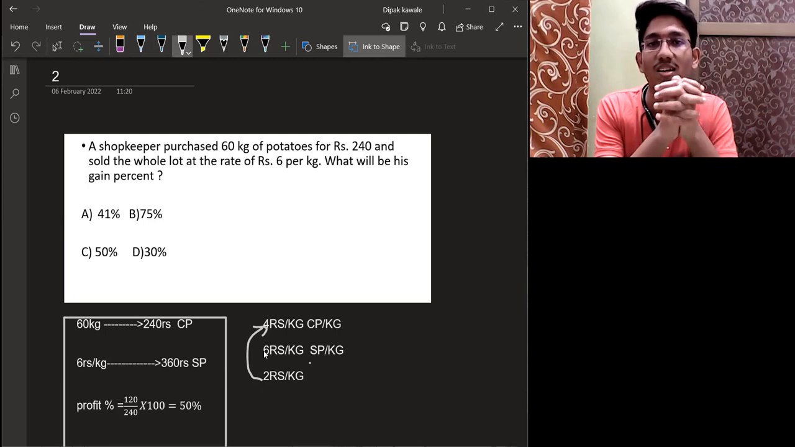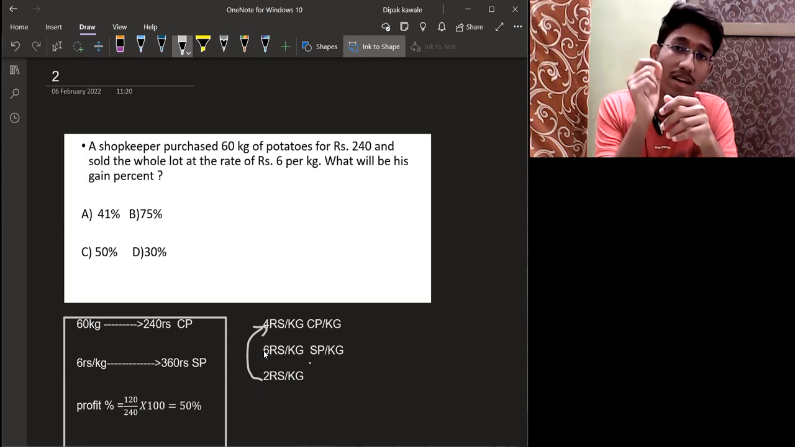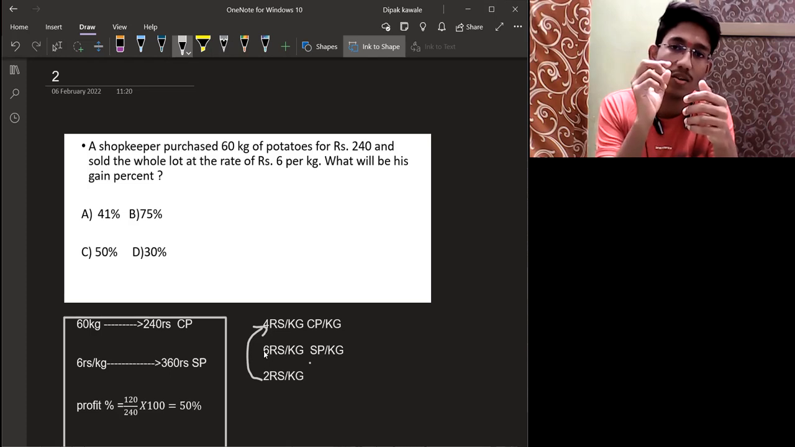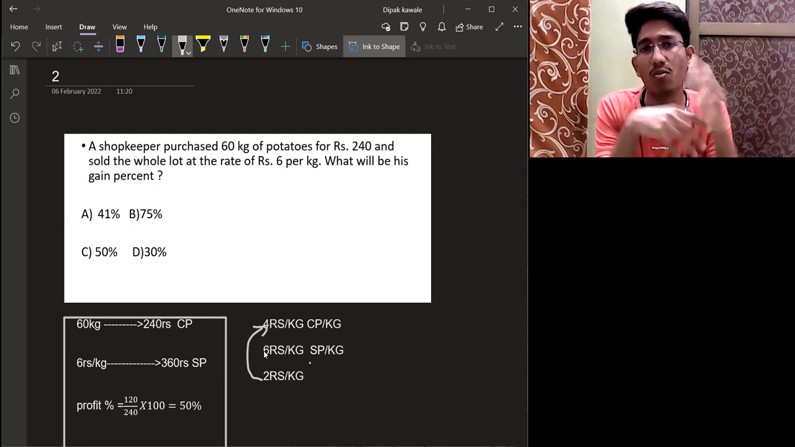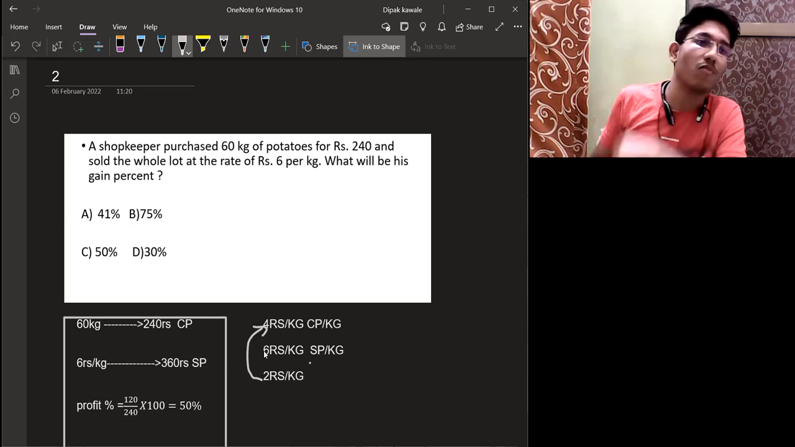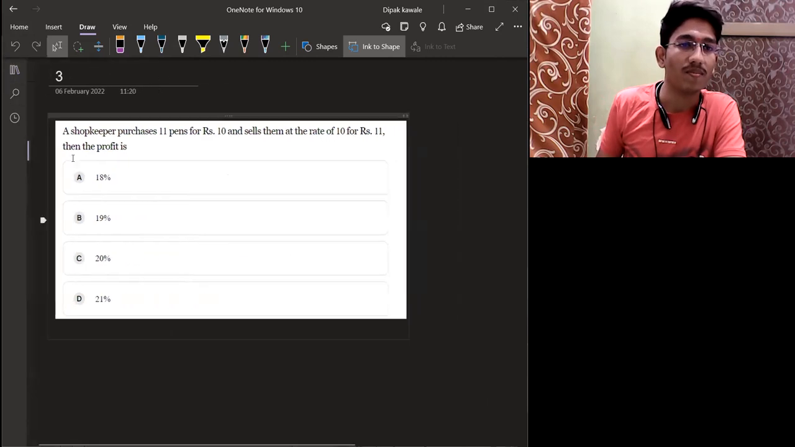So the moral of the story is, in the exam we have to minimize the calculation, because the smaller the numbers you have, the faster you will be able to calculate. So in the exam you have to figure out by yourself how you can minimize the calculation. Okay guys, so this was a takeaway from this problem. Let's take another example.